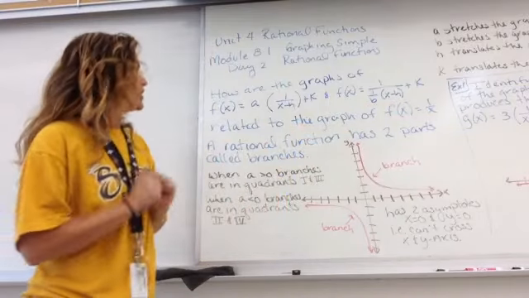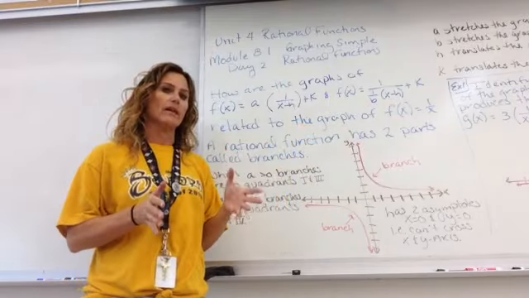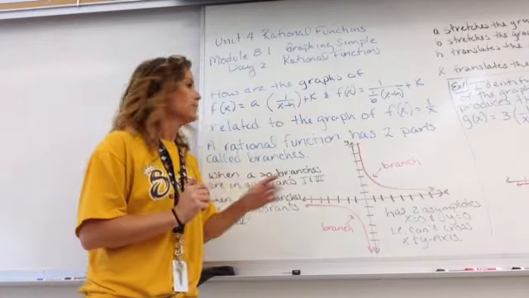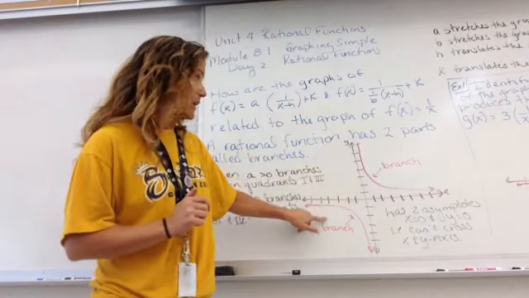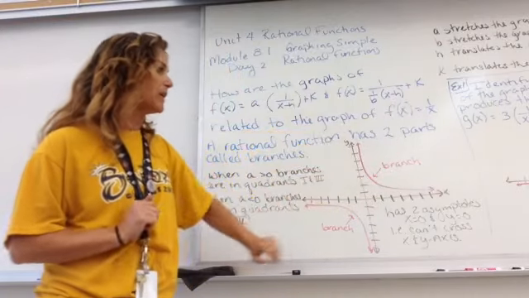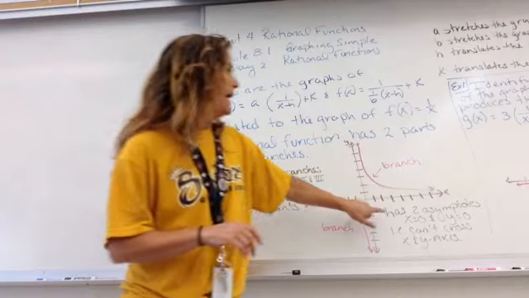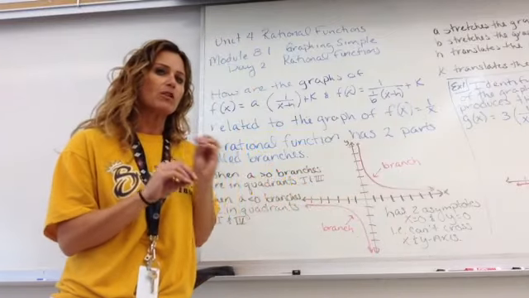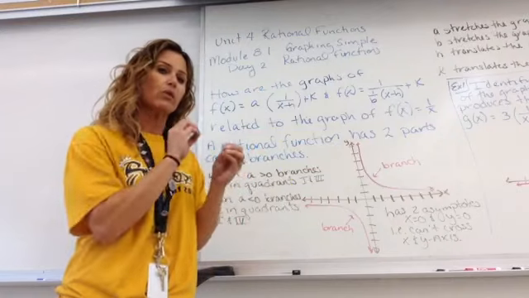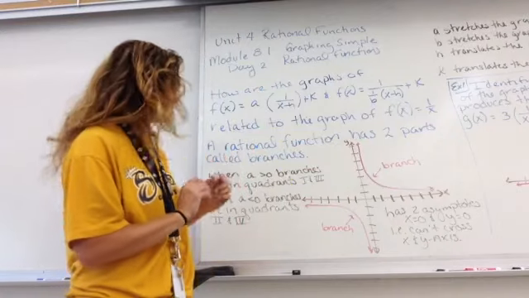So to give you a little background, a rational function has two parts called branches. Today we did some exploratory, so this should look familiar. The two pieces, the pink pieces, are the graph of f of x equals 1 over x. Those two pink pieces are branches. They have two asymptotes. Asymptotes are lines that can never ever be crossed. So your graph and your equations will get really close to them, but they'll never actually cross them.